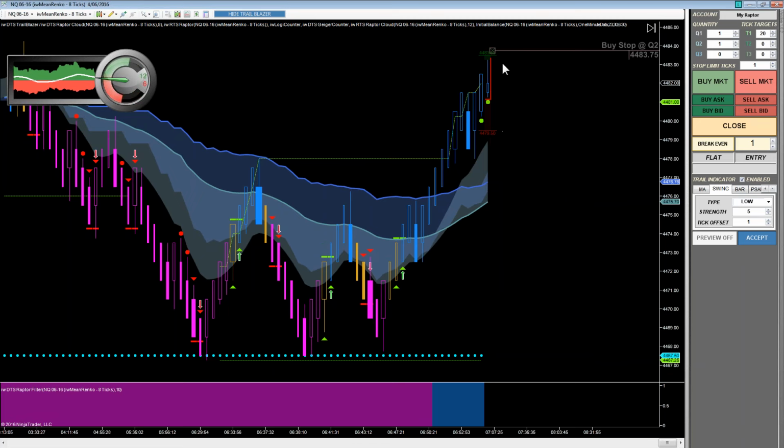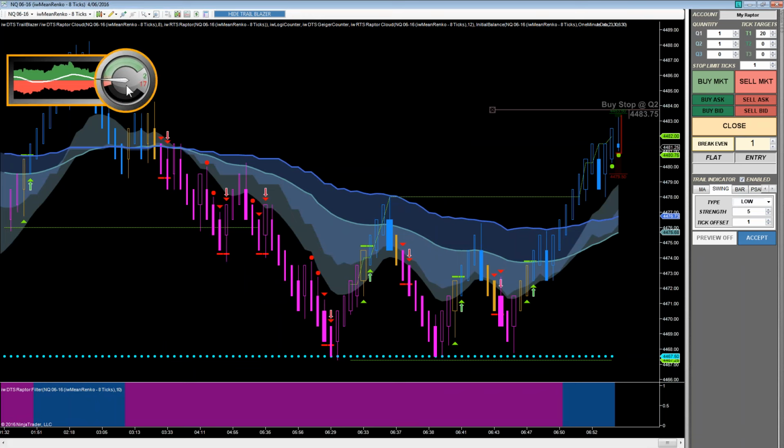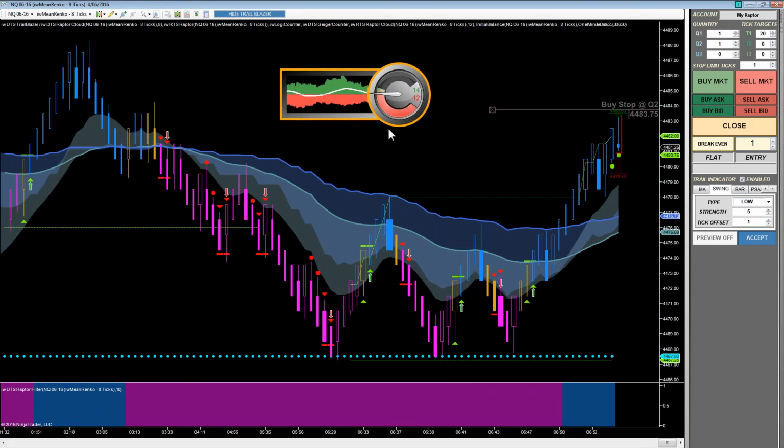So these little shaded numbers that you see above and below the bar, this is called the logic counter. And that particular tool just tells me where the range of this bar will finish. So I know that the high of the bar will be 44.8350. Therefore, I can place my buy stop 44.8375.